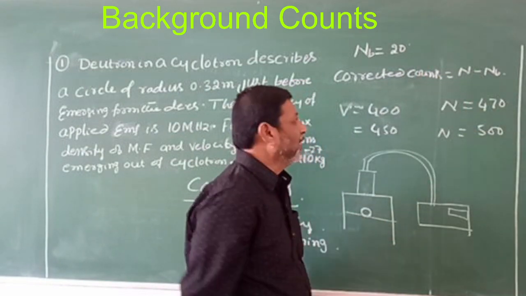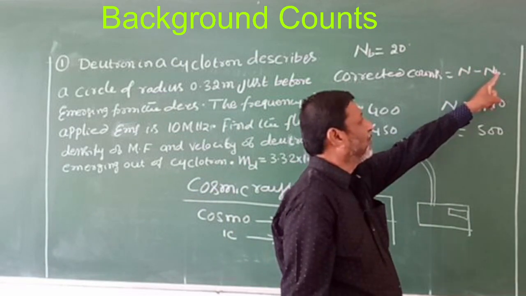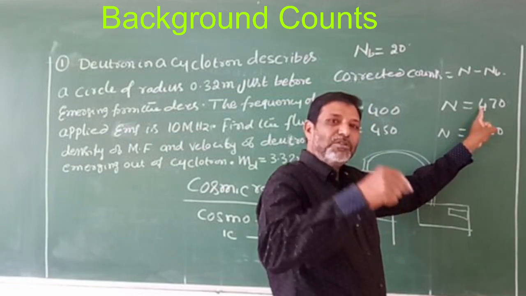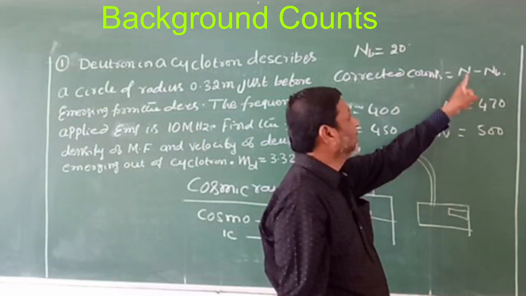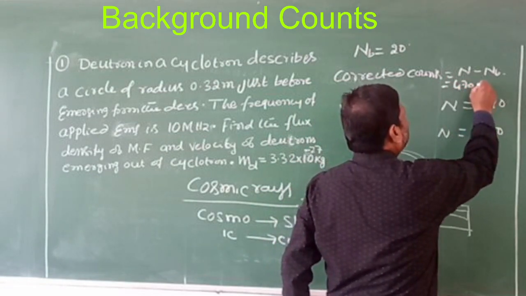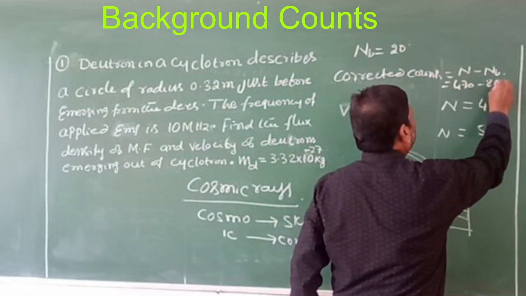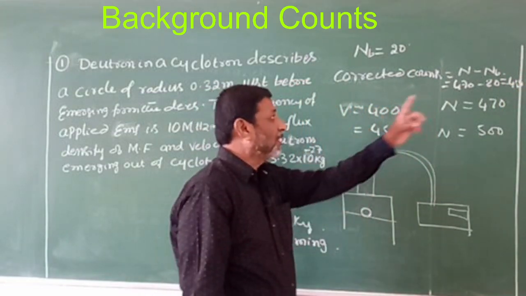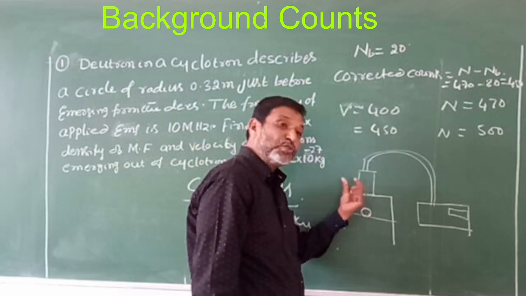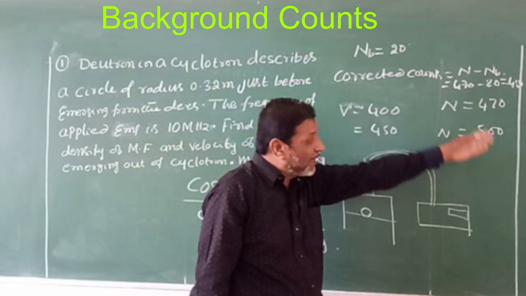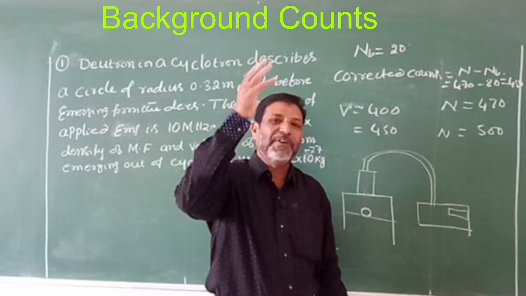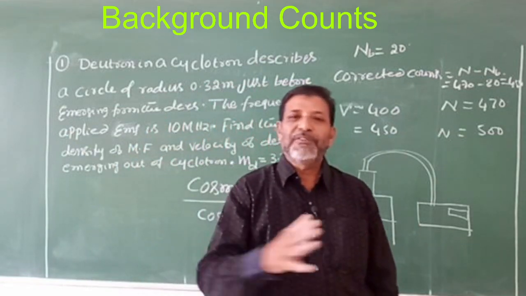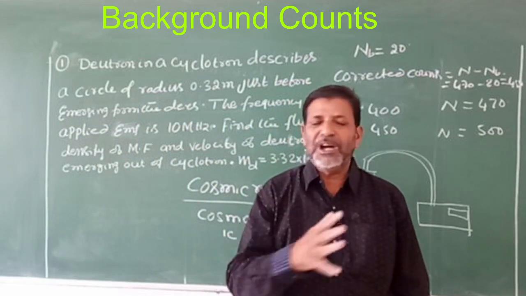So the corrected count rate is n minus NB. These counts, 470, are the counts due to the source plus cosmic rays, and 470 minus the background counts, which is equal to 20, is equal to 450. These are the actual counts, meaning the counts due to the particles emitted by the source only. Like that, we calculate the corrected counts. Then we plot the graph of corrected counts against the voltage. By using that graph, we find the operating voltage, the plateau region, all those things.